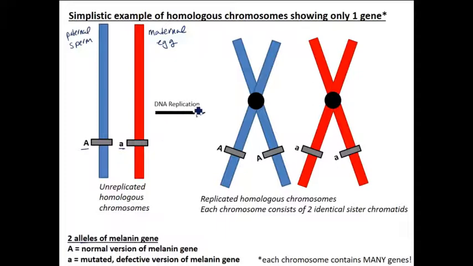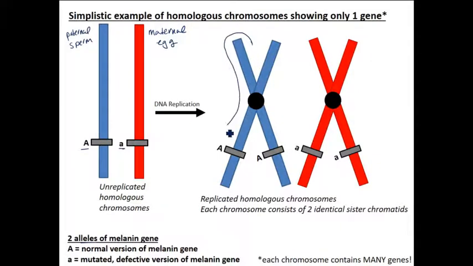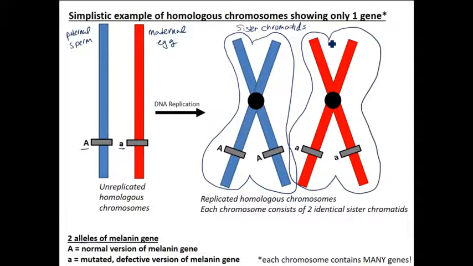Then those chromosomes are replicated during DNA replication during the S phase, and now these homologous chromosomes exist as sister chromatids. This is something I expect you to be able to do: if given something like this, you should be able to circle sister chromatids. So these are the sister chromatids, and you would get the same thing over here in the maternal chromosome. Sister chromatids are identical to each other, so if there's a big A on one, there'll be a big A on the other. If there's a little A on one, there'll be a little A on the other.